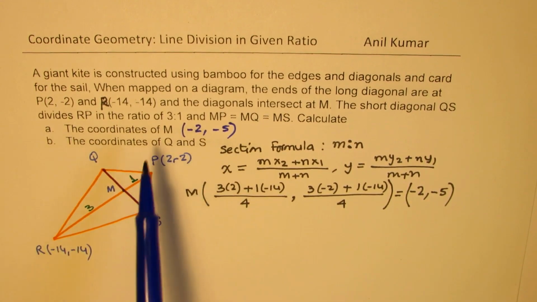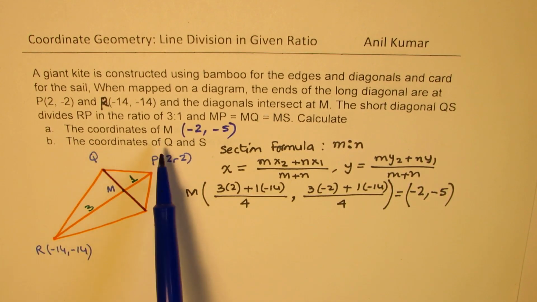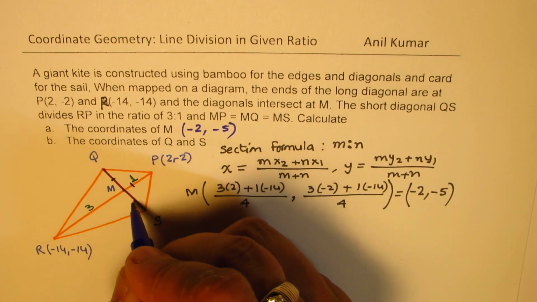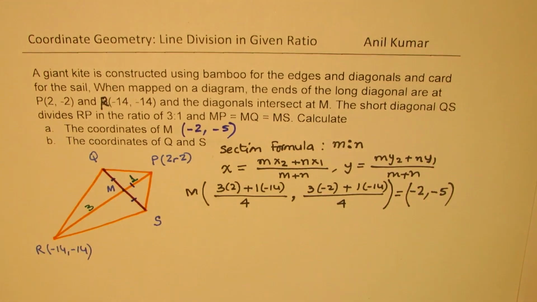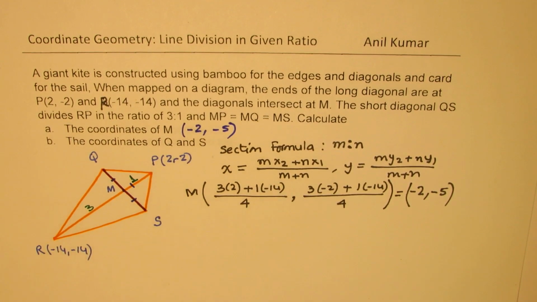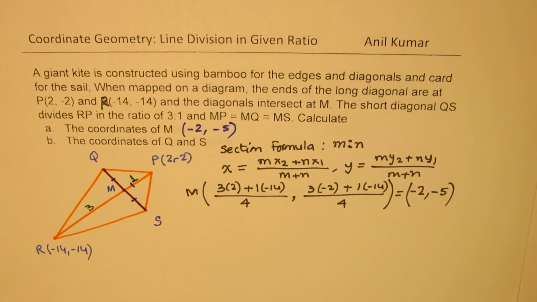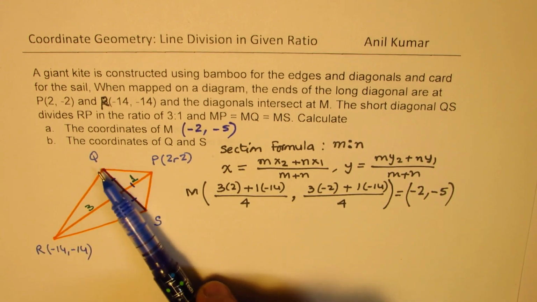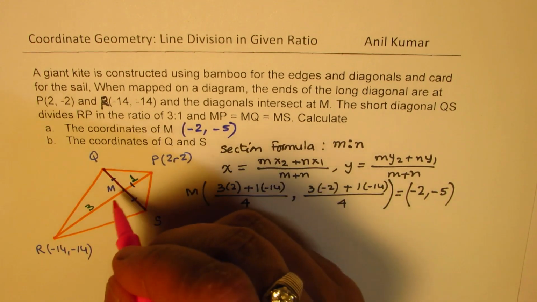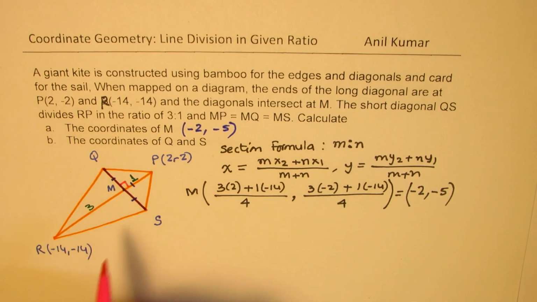Now, let us focus on the other part, which is find the coordinates of Q and S. Now what we are also given is that these sides are all equal. These three sides are equal. MP is equal to MQ is equal to MS. Now to find Q and S, here is another strategy. Now if you look at the point M and P and M and Q, they are at right angles, correct? So this is a kite. It will always intersect at right angles.